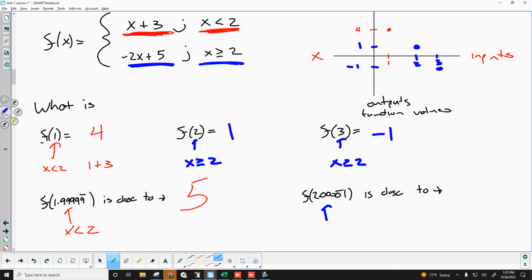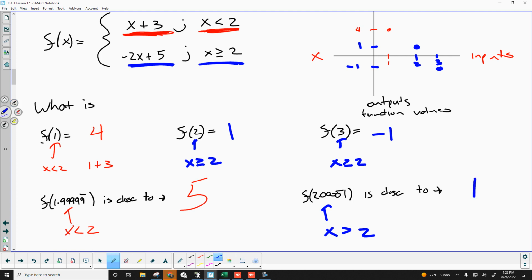Cool. So this number is bigger than or equal to 2. You know, it's not equal to it, it is bigger than. All right, that means I'm going to plug it into the bottom piece. If I plug it into the bottom piece, it's going to be negative 2 times that number that's essentially 2, which is negative 4, and I'm going to add 5 to it, and get a number that's very, very close to 1. Maybe you can do the math and think it's probably like 1.0001 rather than 0.99999. Either way, I don't care. That number is very, very close to 1.